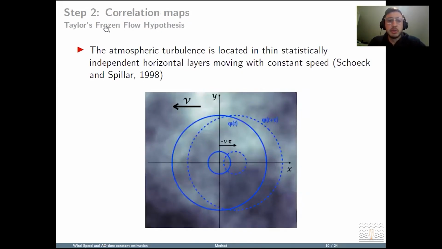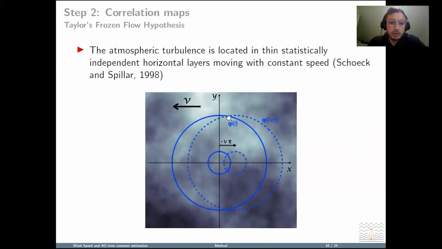This is because in step 2, when we build the correlation maps, we use Taylor's frozen flow hypothesis, which is that the atmospheric turbulence is located in thin horizontal layers moving with constant speed. Here in this figure we have a simulation of phase distortion at a time t, which is the blue circle, and at a time t plus tau, which is the dotted circle.